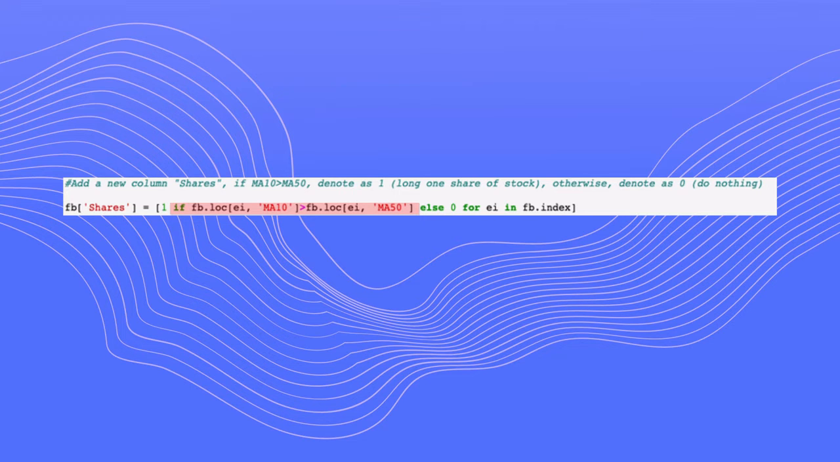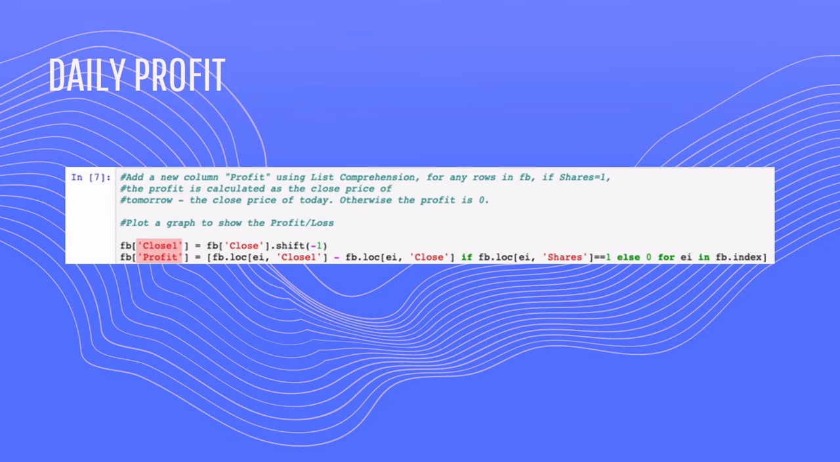We need to create a new variable called shares to denote whether we are long or not. It is created using list comprehension. Shares is equal to 1 if MA10 is larger than MA50. Otherwise, it is 0. Then we can compute the daily profit. We first create the variable close1, which is the close price of tomorrow. Then, we create a new variable called profit, which is the daily profit.